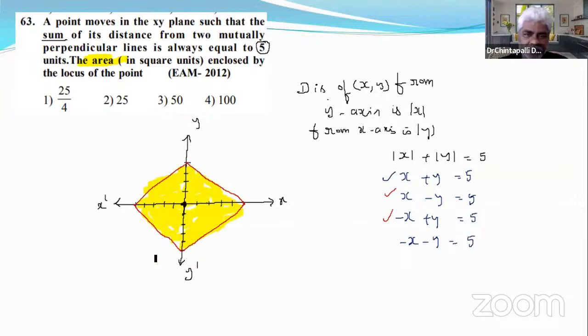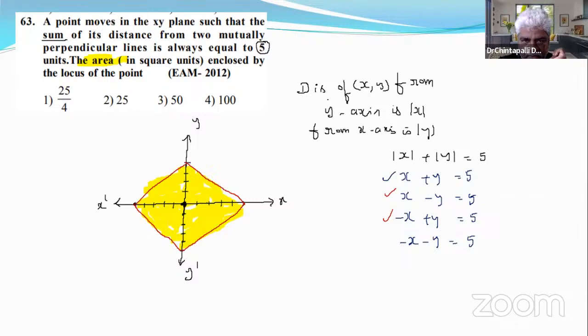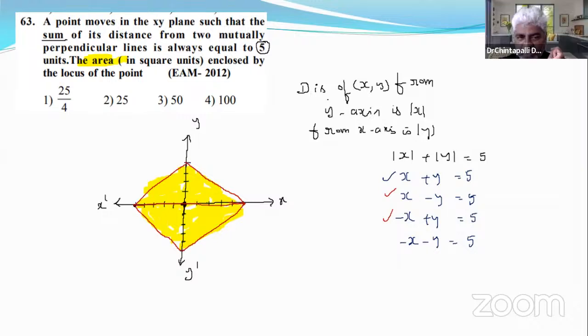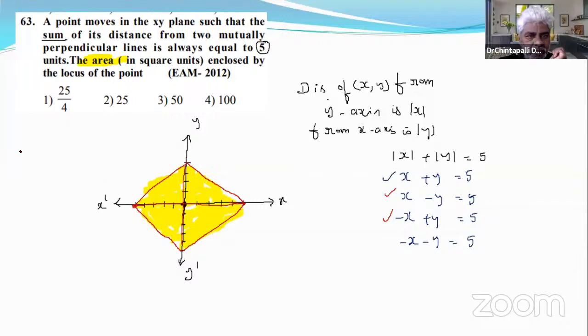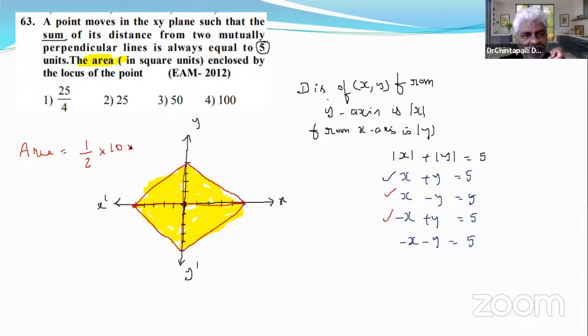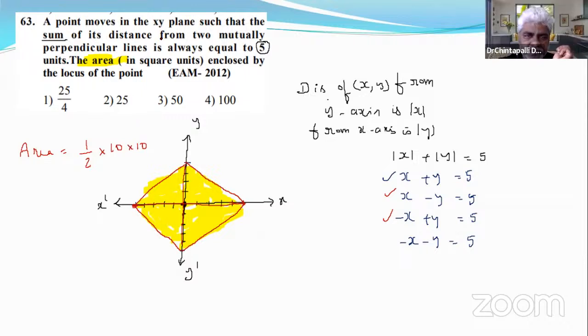Area of this rhombus is half into D1 into D2. D1 is this, diagonal 1. Can you calculate the length of diagonal 1? 5, sir. Not only 5, the diagonal total. 10, sir. Length of the second diagonal? 10, sir. So area is half into D1, D2, half into 10 times 10, 5 times 10, 50, sir. Option? Option 3, sir.